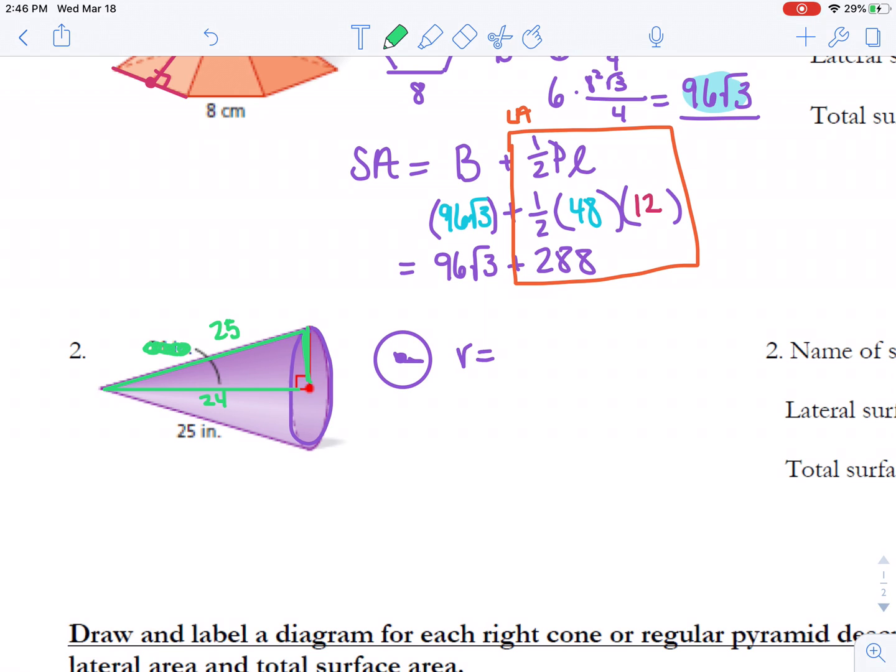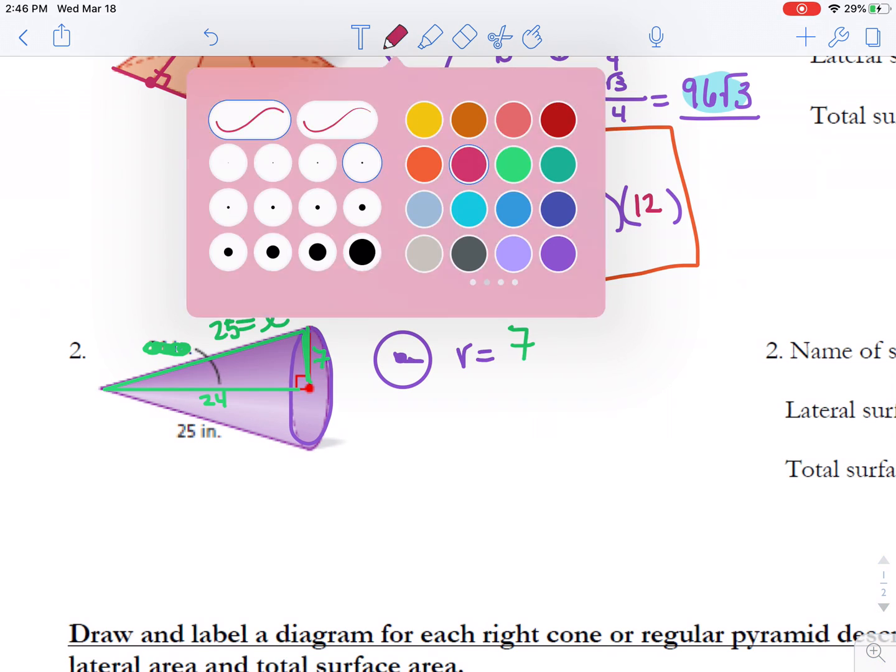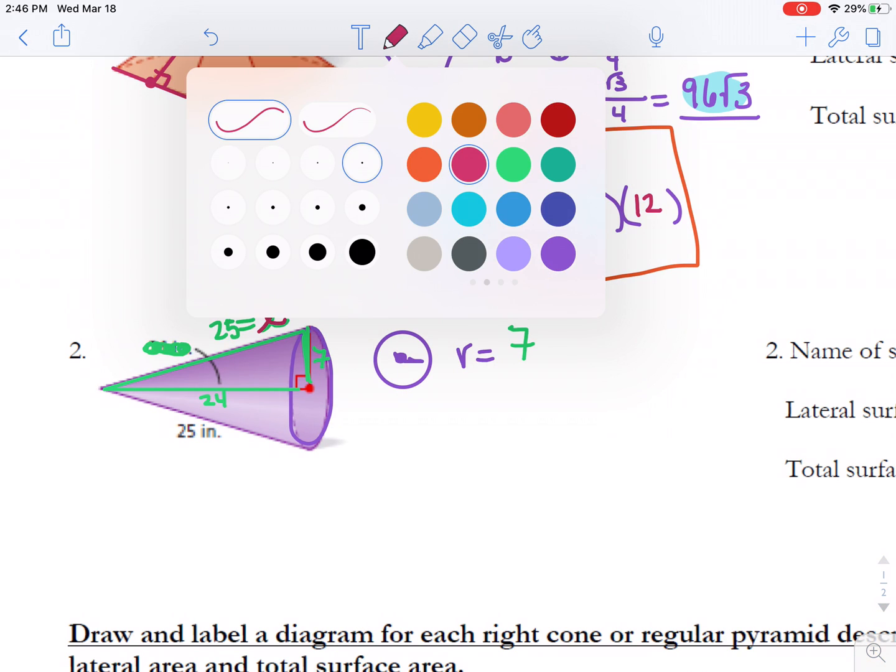So here we actually have a Pythagorean triple. It's a 7, 24, 25. So we get that our radius is 7. And again, our slant height is 25. That's going to be useful in a second when we need our slant height.